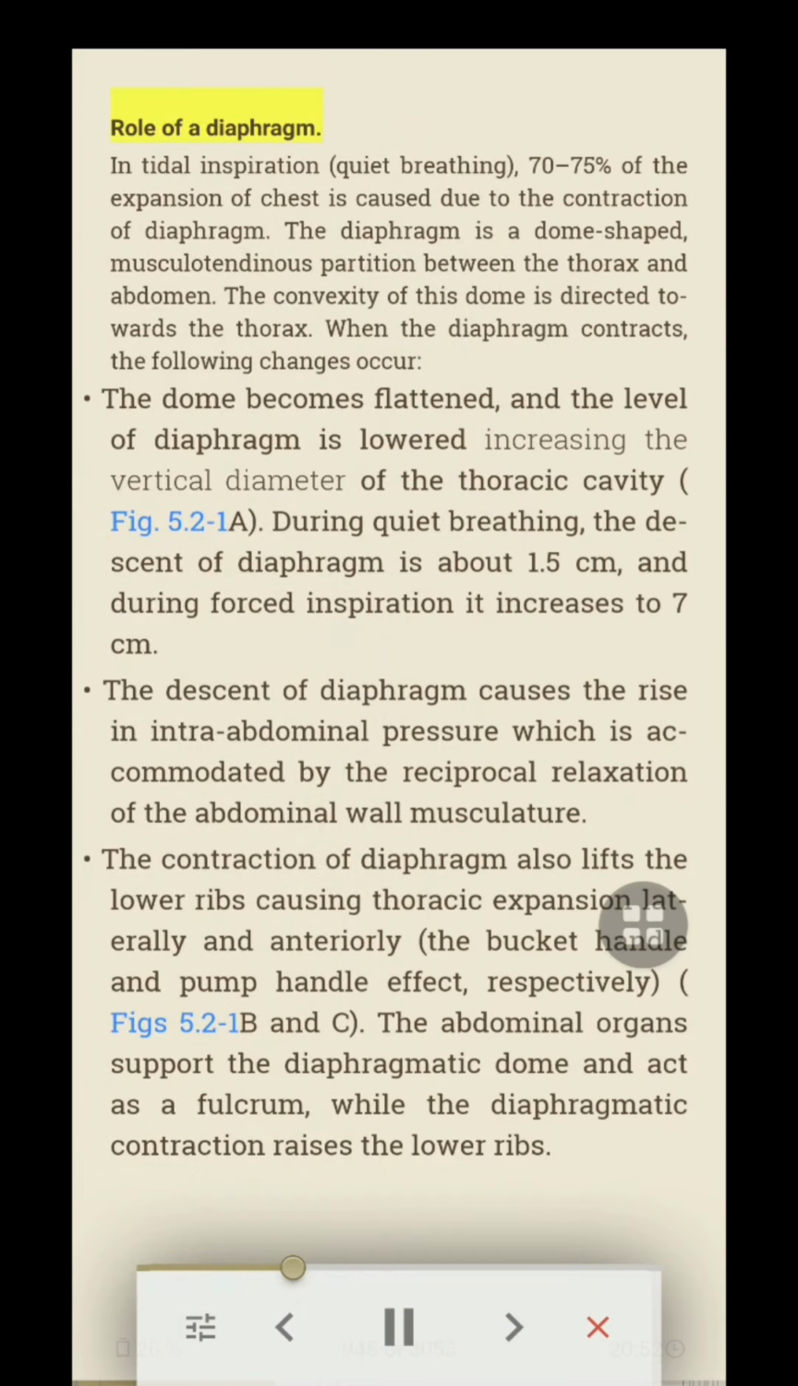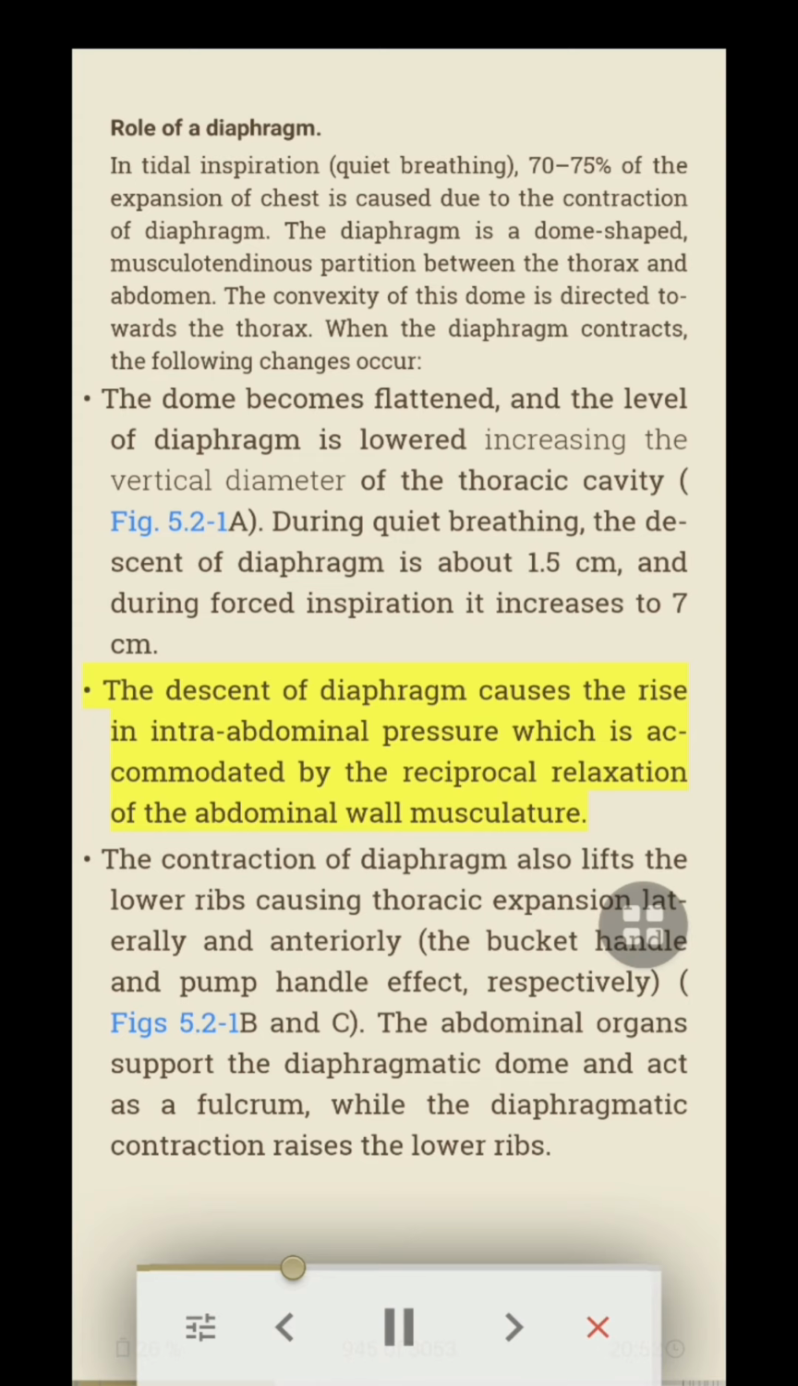Role of diaphragm. In tidal inspiration, quiet breathing, 70-75% of the expansion of chest is caused due to the contraction of diaphragm. The diaphragm is a dome-shaped muscular tendinous partition between the thorax and abdomen. The convexity of this dome is directed towards the thorax. When the diaphragm contracts, the following changes occur. The dome becomes flattened, and the level of diaphragm is lowered, increasing the vertical diameter of the thoracic cavity, Fig. 5.2-1a. During quiet breathing, the descent of diaphragm is about 1.5 centimeters, and during forced inspiration it increases to 7 centimeters.